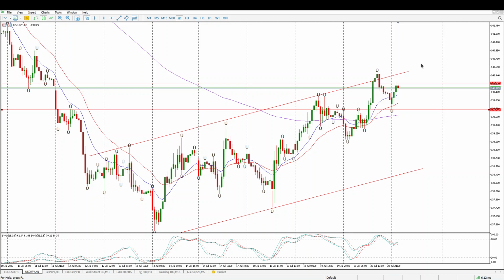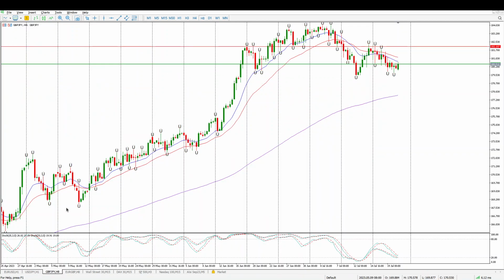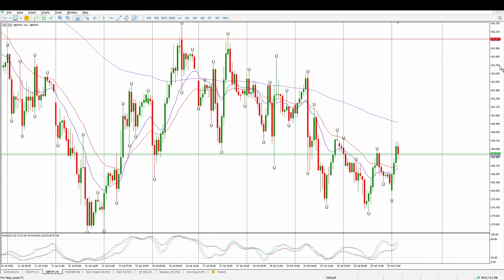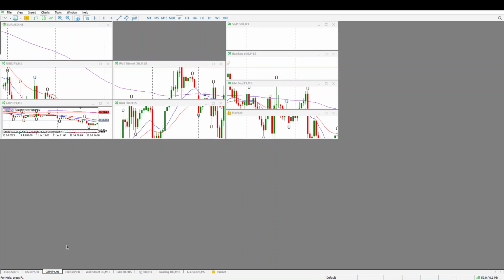Moving on to the pound and British pound Japanese yen. We're still pretty much going nowhere here. You can see there another big down, big up, big down, big up day. This one I have zero interest in even trying to second guess, so we'll just leave that alone.